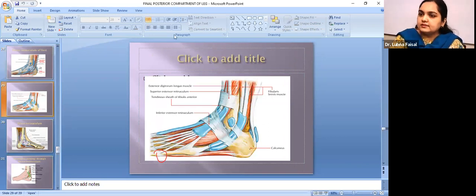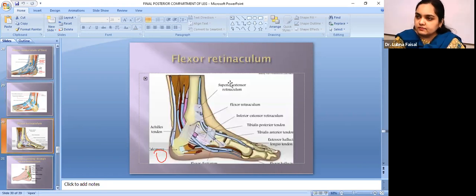This is again a slide showing the superior and inferior extensor retinaculum anterolaterally. On the medial side, up to the medial malleolus and calcaneum, we have the flexor retinaculum. Here we have the flexor retinaculum from the medial malleolus to the calcaneum. These are the superior extensor retinaculum and inferior extensor retinaculum. You can see in this slide also the Achilles tendon and calcaneum. This is the flexor retinaculum.